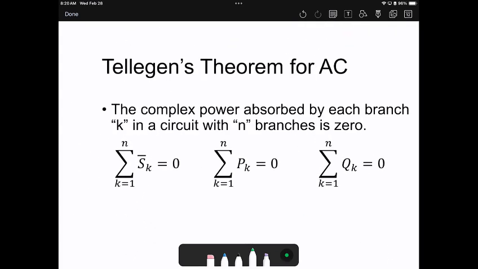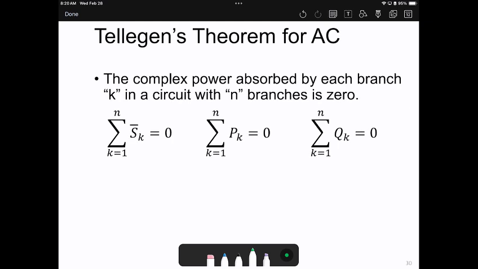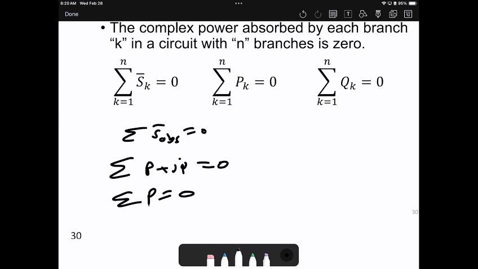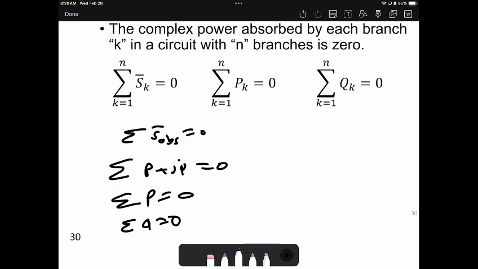Okay, so you remember Tellegen's theorem? Tellegen's theorem: the sum of the power absorbed equals 0 for all of the circuit. So the sum of the complex power absorbed equals 0, and converted to rectangular, the sum of P plus jQ equals 0. As a result, this means the sum of P equals 0, and the sum of Q equals 0. What you need to apply, just keep in mind the sum of the absorbed power will be 0, and that's it.